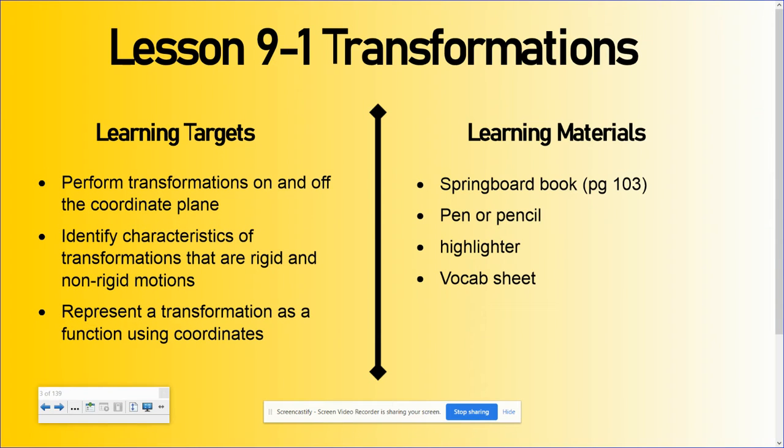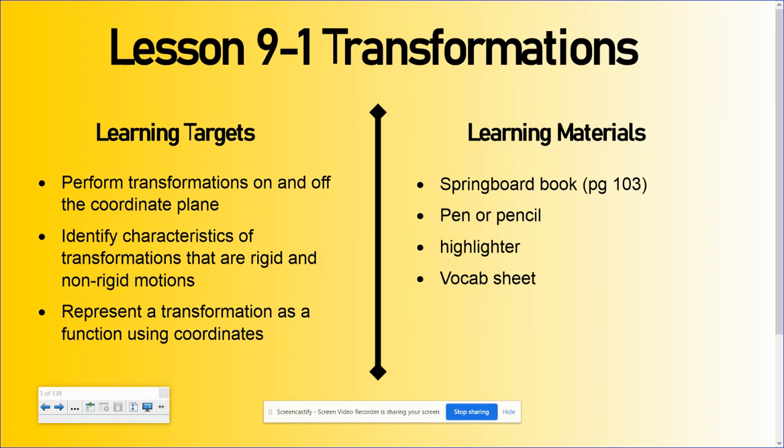Okay, geometry, welcome to Unit 2. So we are starting with Activity 9, which is all about translations, reflections, and rotations. So today in 9.1, we're just talking about transformations. So we're going to perform transformations on and off a coordinate plane, identify between rigid and non-rigid motions, and they're also going to represent a transformation as a function using coordinates.